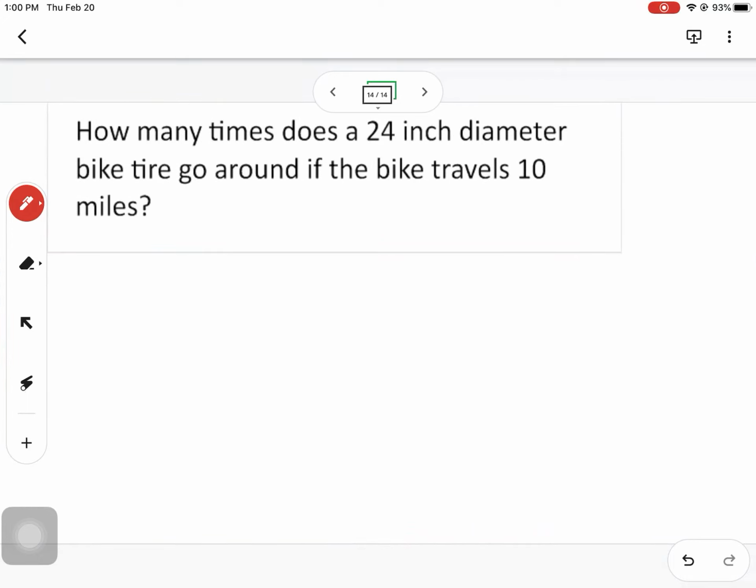Okay, here we know the diameter of my bike tire, which really tells me my radius is 12. We know how far it goes total. And what I want you to notice about this problem, it's not talking about time. And so really my time doesn't entirely matter in any part of my equation. This 10 miles is how far you went total.